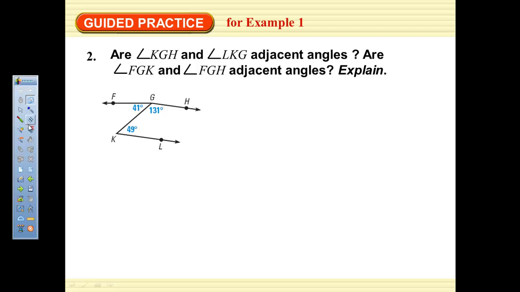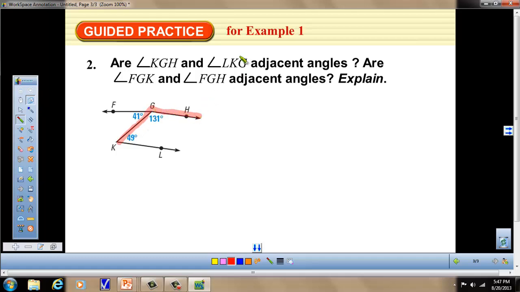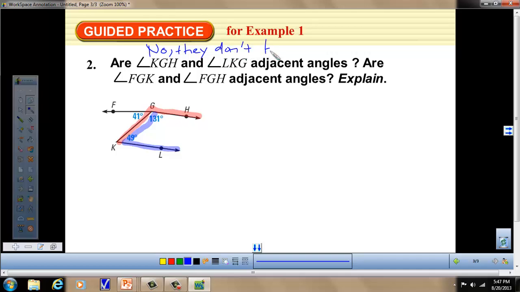Now we want to know if, let's see, KGH, which is this right here, and LKG, so that would be this angle right here. We want to know if those are adjacent angles. Well, they share a common side, but they don't share a common vertex. So for this first one, we would say no, they don't have a common vertex.